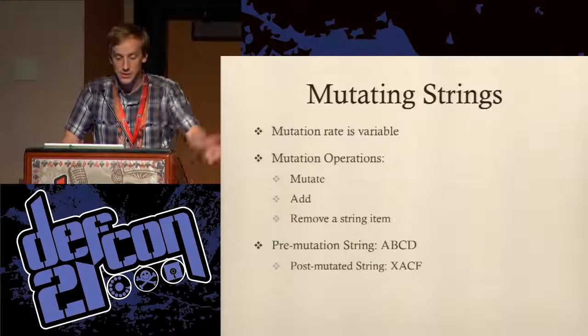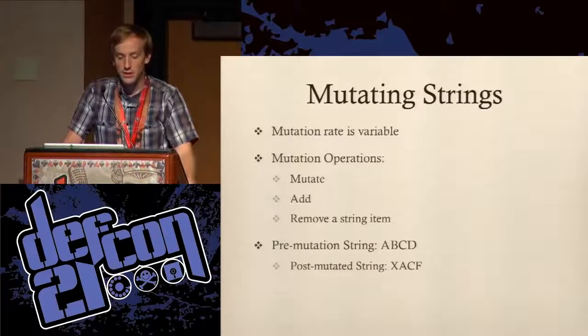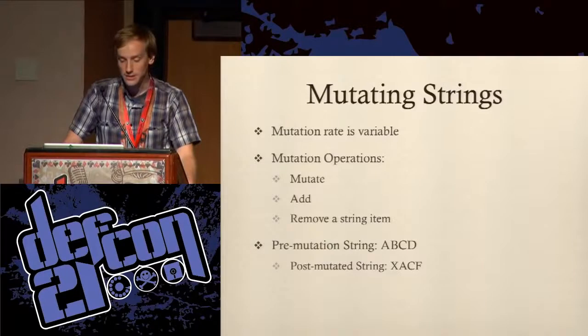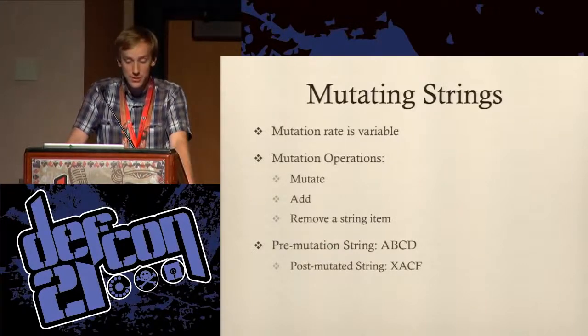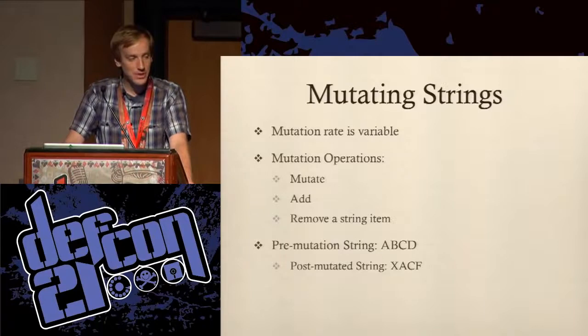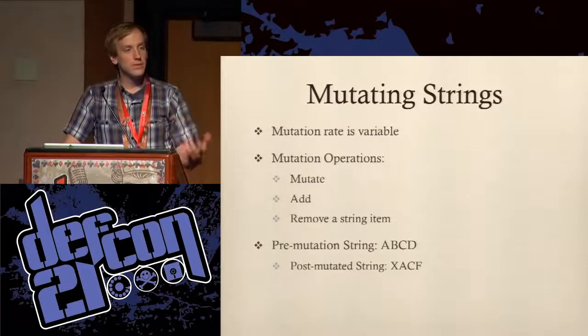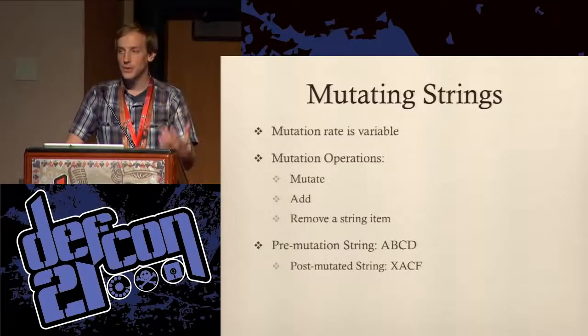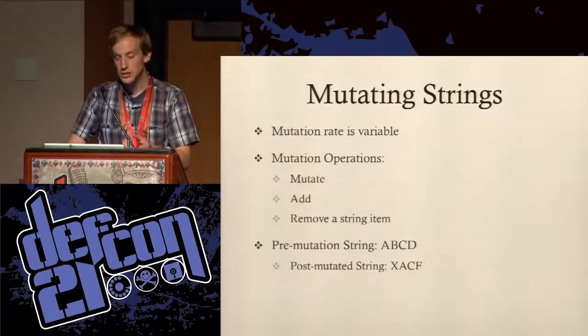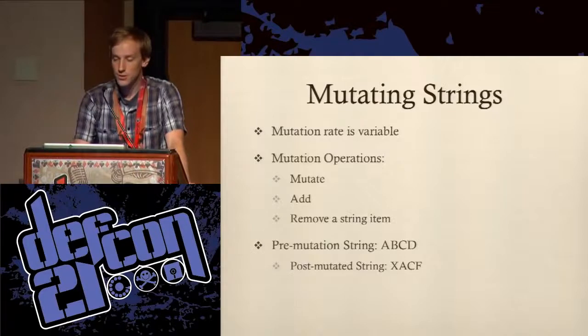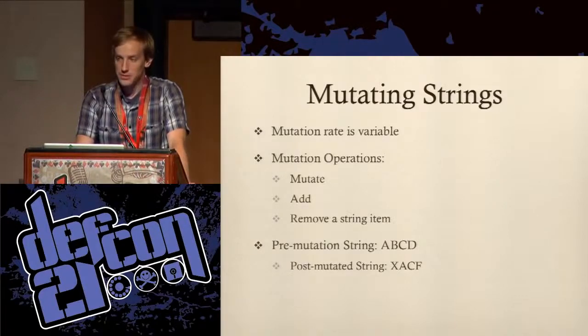Take the example of the pre-mutated string ABCD. The mutations that have been applied to it are that X has been prepended to the string, the B has been deleted, and the D has been mutated to an F. So hopefully that gives you some idea of what we're saying. We're not doing anything crazy. We're just picking a random part of the string and changing it a little. So that's how we mutate the strings.